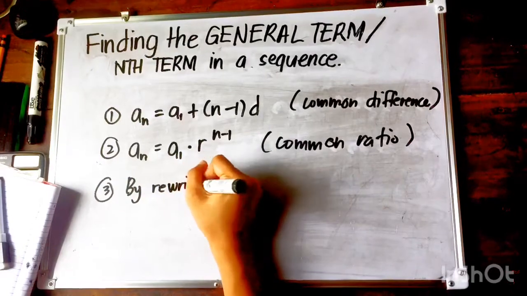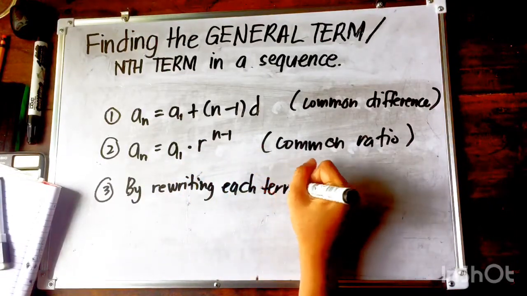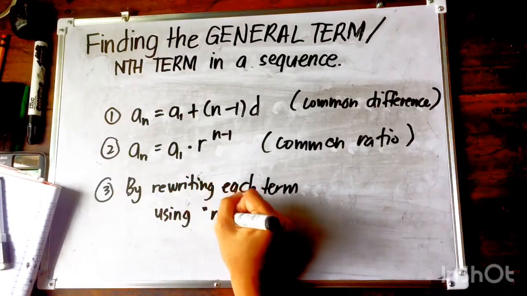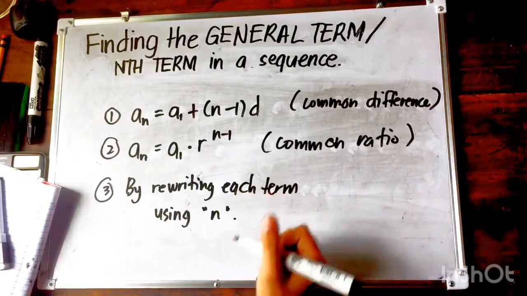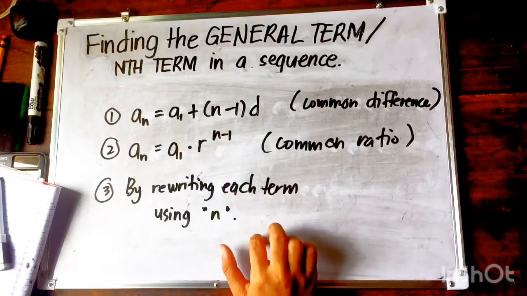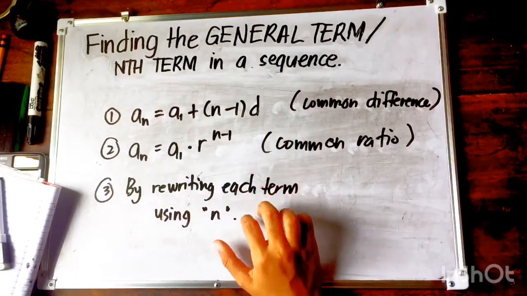Okay? And actually, the last technique is by rewriting each term using n. Okay? So, ito yung general way natin to find the general term. Again, it would depend on the given. Kapag hindi nag-fall dito sa dalawa, it would really depend on the given sequence.